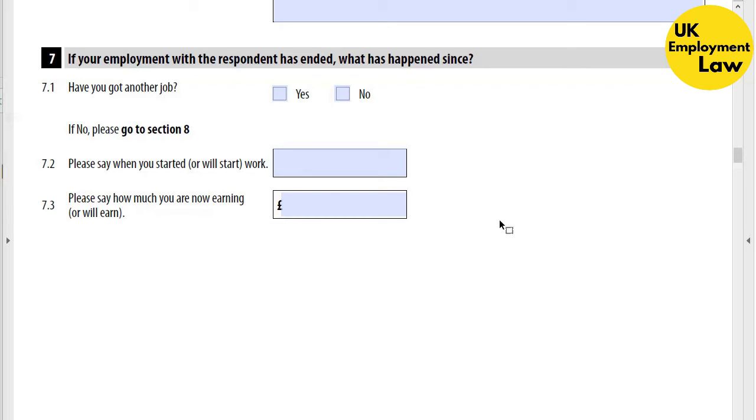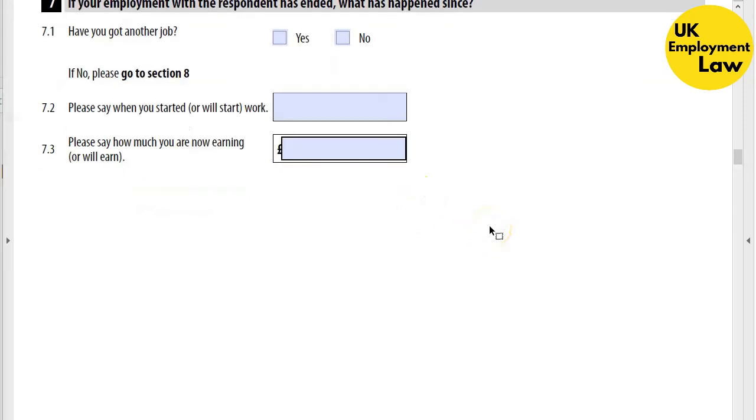Subsection 7.2, you need to provide the start date here for the job that you secured after your dismissal or after leaving this employer. This will determine the level of your compensatory award for unfair dismissal or automatic unfair dismissal. If the job is temporary and would end within a short period of time, provide details in section 8.2 of the form. 7.3 is to give the amount you're earning weekly, monthly or yearly.